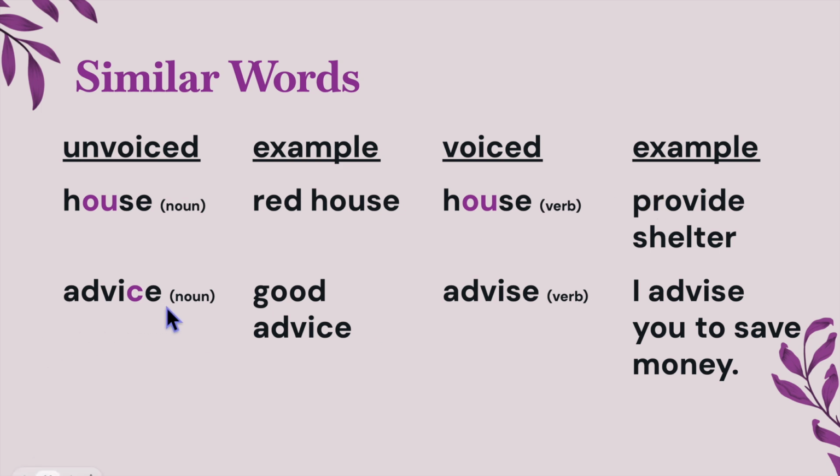Here we have the word advice, where the C has the soft sound of S because of the E. This is a noun. For example, good advice. Here is a related word, advise, where we have an S instead of a C, and the S has the Z sound. For example, I advise you to save money. So what you'll notice is that often in these paired words, the noun form has the unvoiced S sound, and when we want to turn it into a verb, we change it to Z.